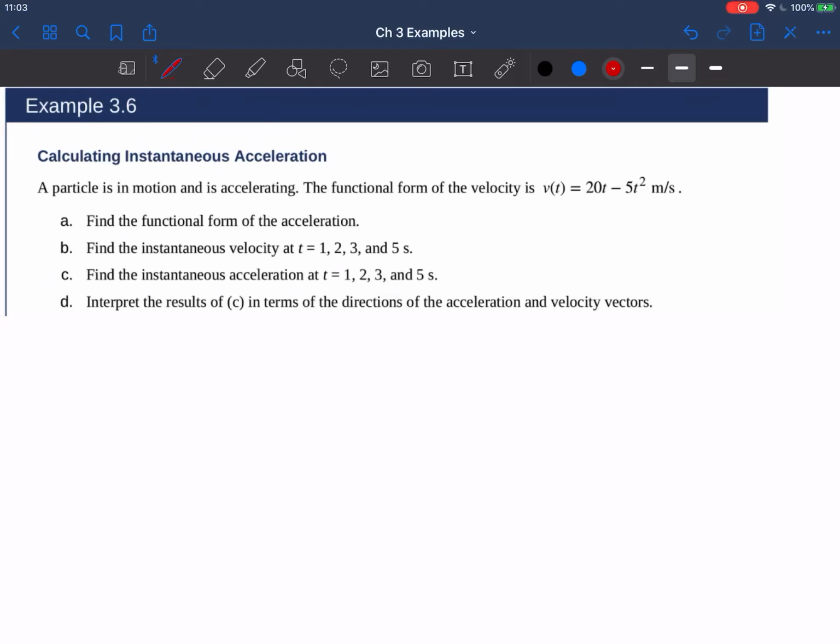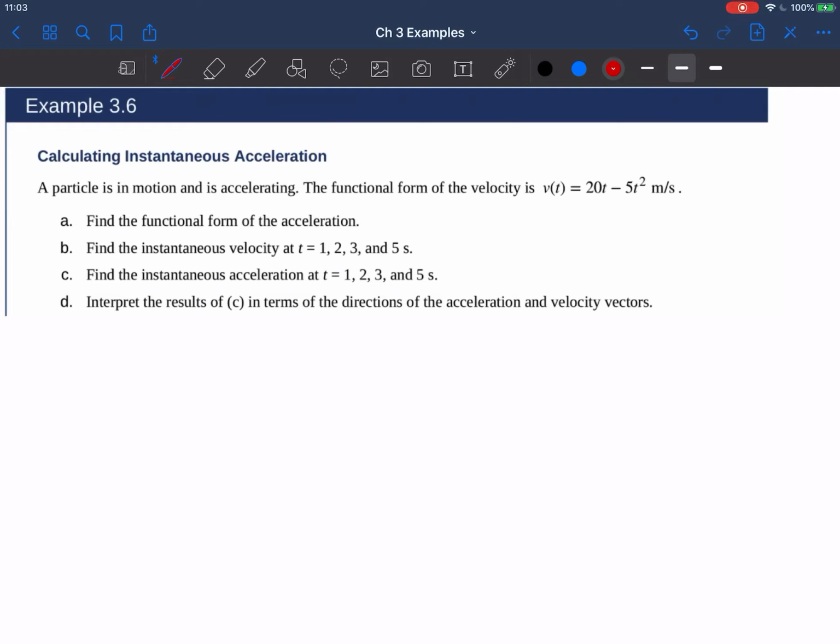Okay, so let's work to solve example 3.6 from the OpenStax textbook together. Let's first read the problem. A particle is in motion and is accelerating. The functional form of the velocity is v as a function of t is equal to 20t minus 5t squared meters per second. In part A, they want us to find the functional form of the acceleration.